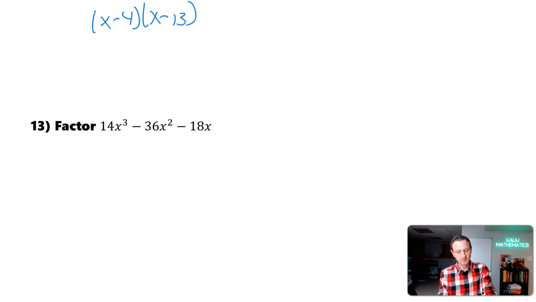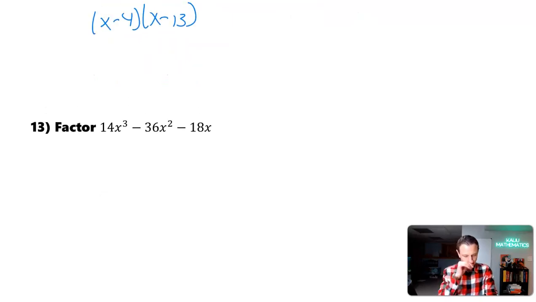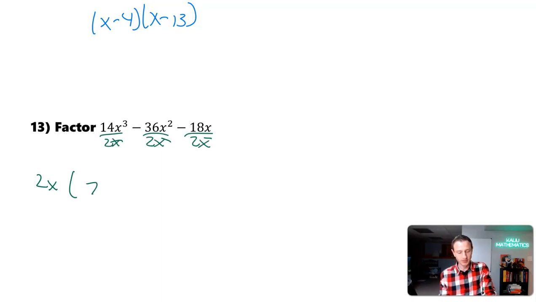And last one. I think, yes, last one. 14x to the third minus 36x squared minus 18x. Two things. I'm going to factor out an x. And I could also factor out, I'm thinking, a 2. So let's factor out a 2x from everything, and then we'll see what happens. So I'm factoring out a 2x. So I'm dividing each term by that GCF of 2x. 14 divided by 2 is 7x squared. 36 divided by 2 is 18, so minus 18x. And then minus 9. 18 divided by 2, we took out an x, so that's gone, so minus 9.